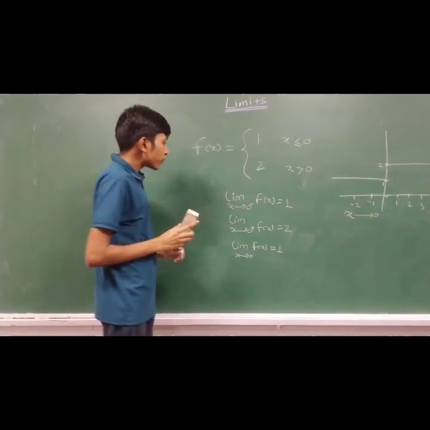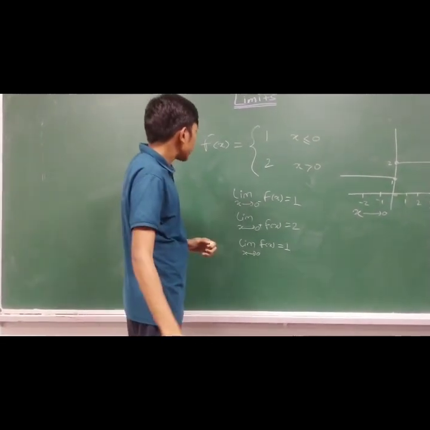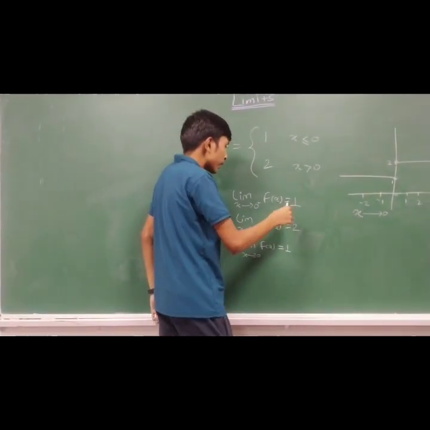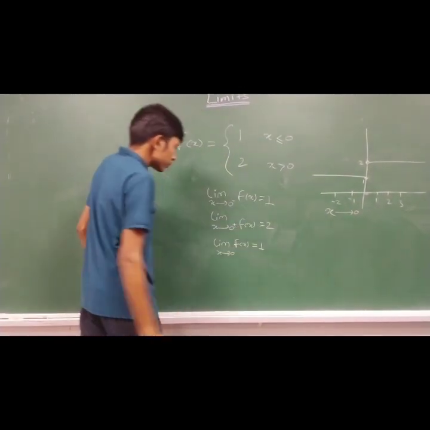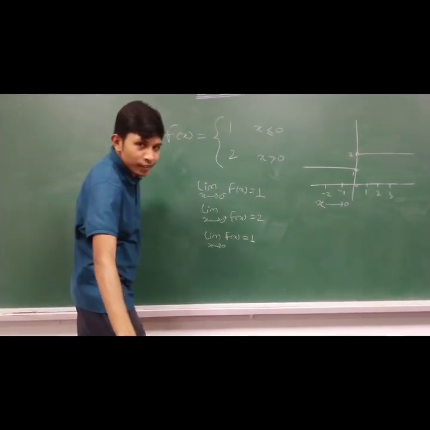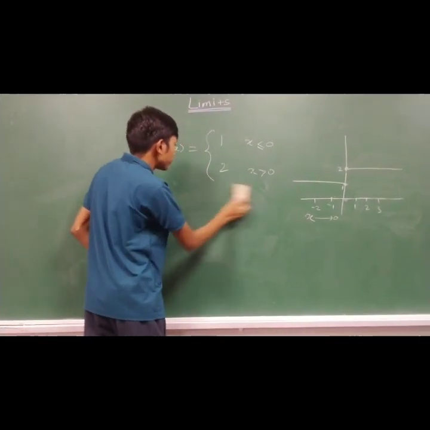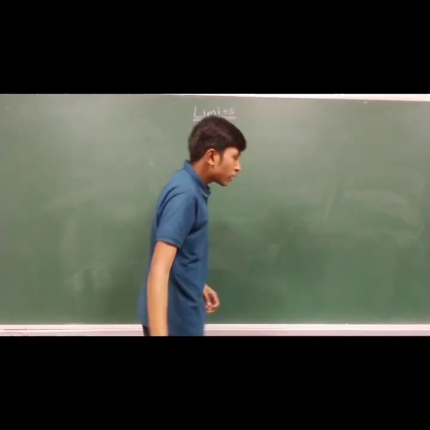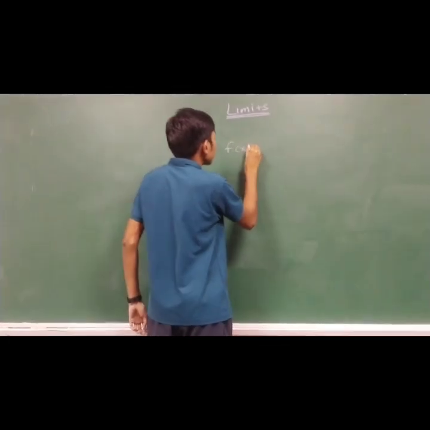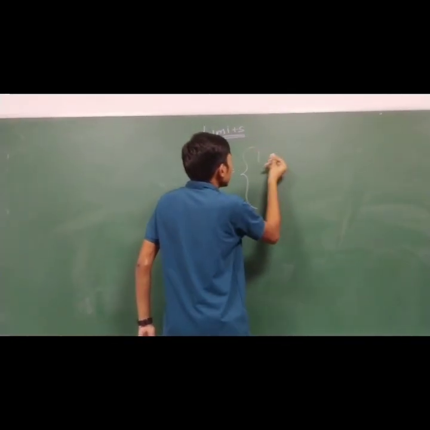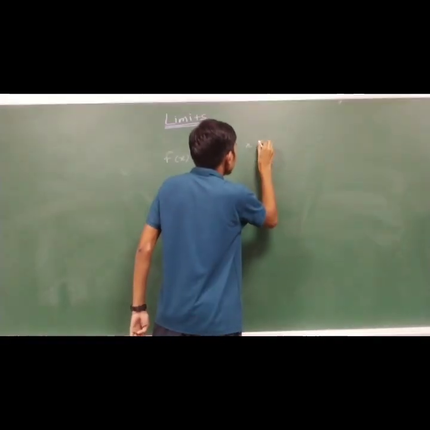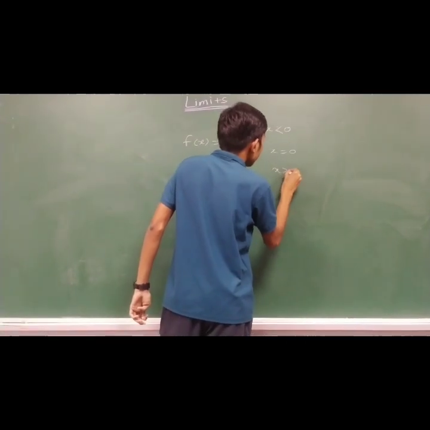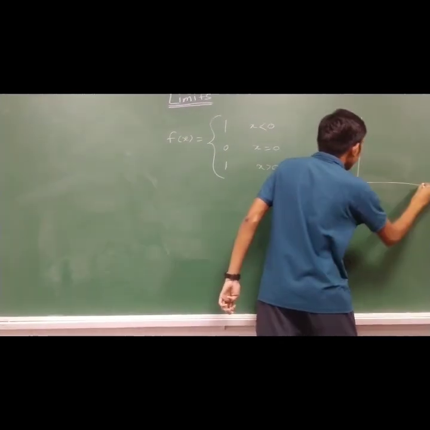Now I am taking another example. We can understand this better, because some have a doubt about this. I am taking another example of f(x): 1 when x is less than 0, 0 when x is equal to 0, and 1 when x is greater than 0. The graph of the function is like that.